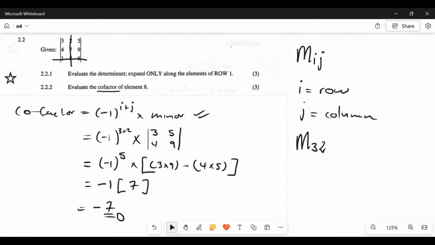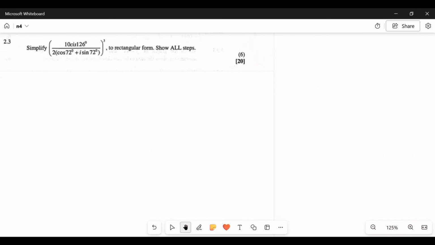We are done with 2.2. Let's go and do the last question, which is 2.3. All right, guys, here is our 2.3. Now, on this question, they want us to simplify the following expression that you see here, and they want us to leave it in rectangular form. They also want us to show all the steps there.